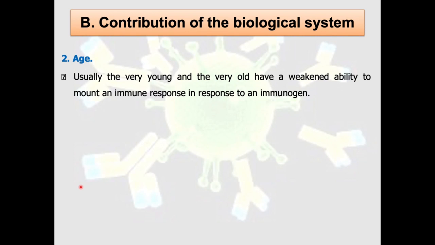The second one is age. Usually the very young and the very old have a weakened ability to mount an immune response to immunogens. So the youngest, like a newborn baby, or the very old, like 60, 70 years old, are susceptible to the immunogenic foreign substance.